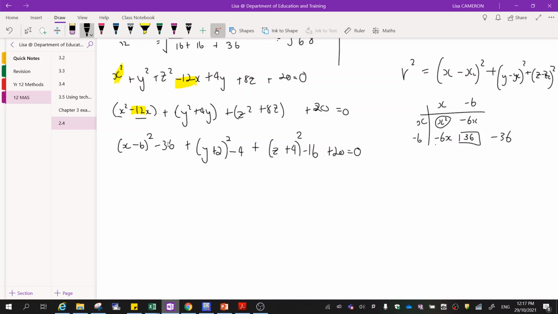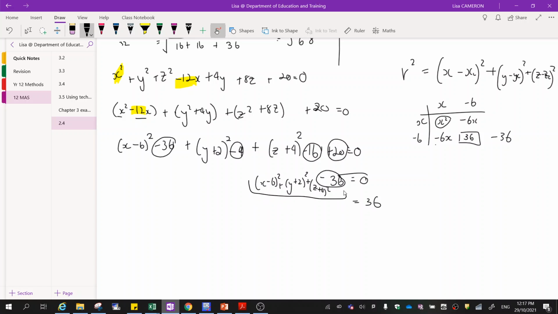So first thing I'm going to do is group together all of these constants. Currently I'm at -36, -4, -16, plus 20 will make -36. Okay, and then I'll have all my components of x and y and z. Next thing I'm going to do is take this to the other side to make 36, and then I'll have this same stuff here, and then that will be my final solution.